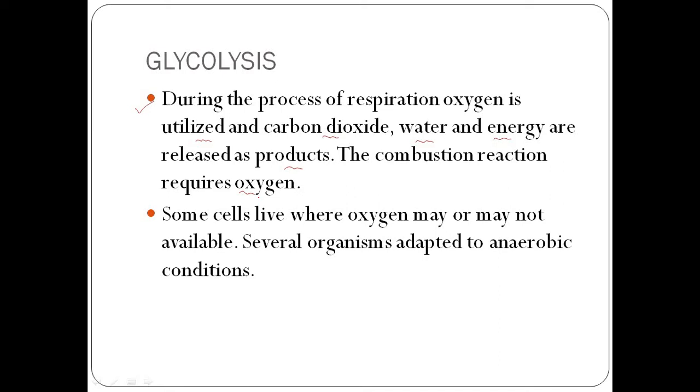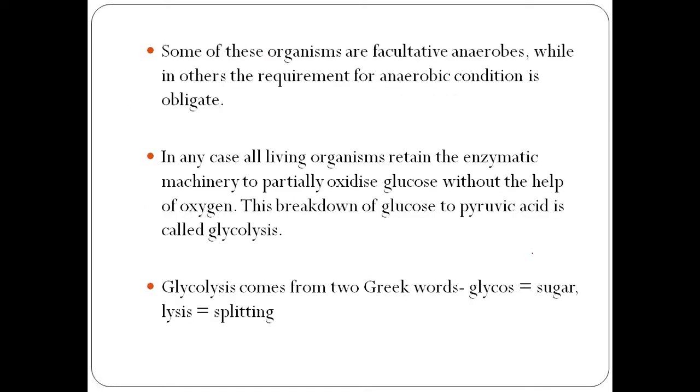Some cells live where oxygen may or may not be available. Several organisms are adapted to anaerobic conditions. At that time, they liberate energy by the process of glycolysis. Some of these organisms are facultative anaerobes. Facultative means they can live both in presence and absence of oxygen. In others, the requirement of anaerobic condition is obligate, that is, they cannot live in the presence of oxygen. That's why they are called obligate anaerobes.